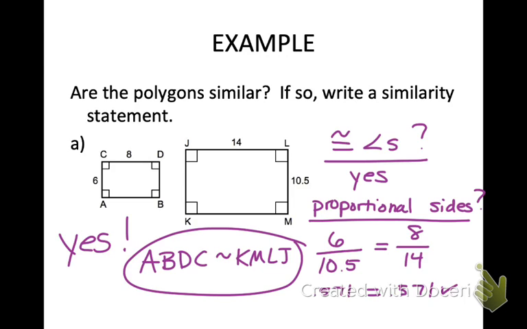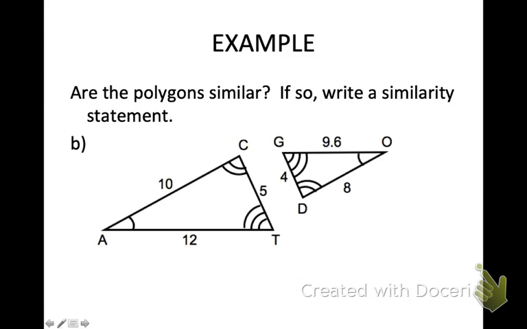So to check for similarity, do we have congruent angles? Do I have proportional sides? So let's do the same thing for part B. So part B, check our angles. Do we have congruent angles? Do I have all congruent angles? Yes. Check. This angle is congruent to that angle is congruent to that angle, T is congruent to G, so those all match up. Now we got to check our sides to make sure they're proportional.